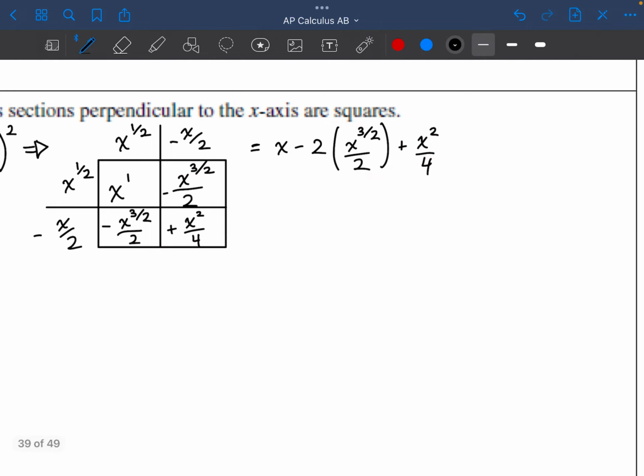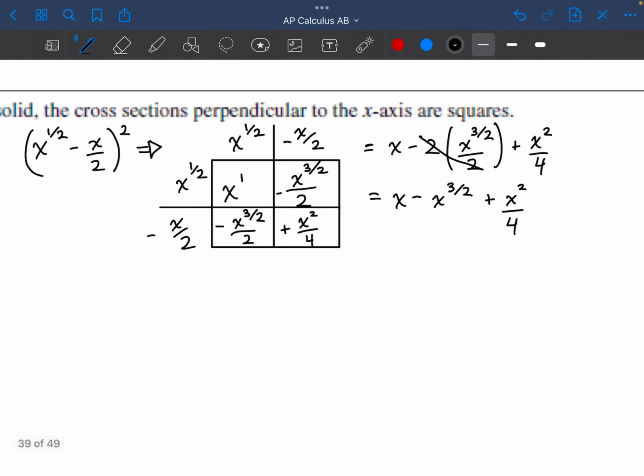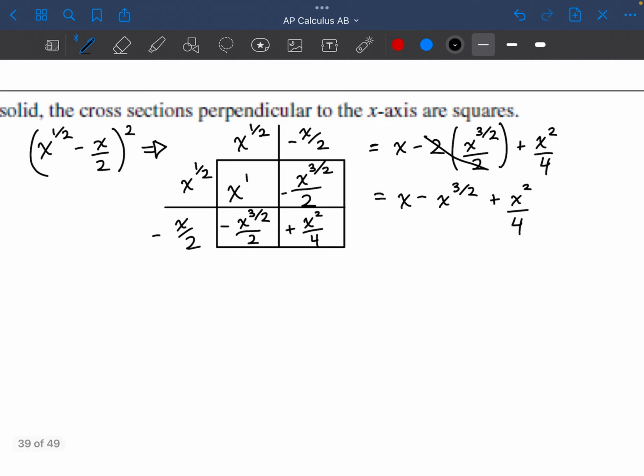And I can simplify just a little bit because I do have a 2 and a 2 that can cancel out, right? So I can say, yes, those do cross cancel. And this is really equal to x minus x to the 3 halves plus x squared over 4. And that's really the term that I want to integrate. And I'm sure at this point you're like, wait, that was a lot of work. Isn't there a faster way?